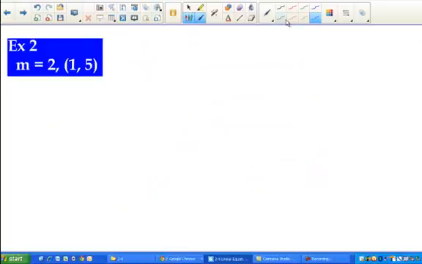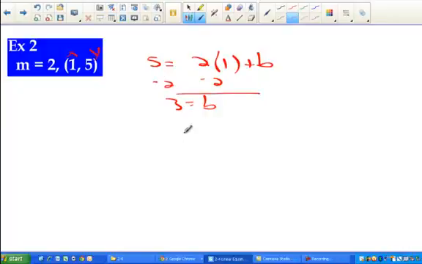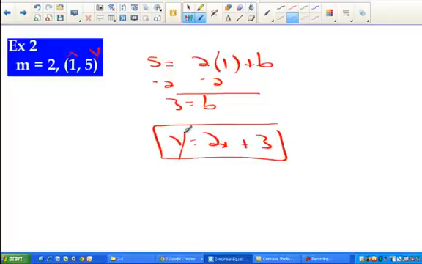Alright, same idea. 5 equals 2 times 1 plus b. Trying to plug things in right away. M, x, y. Solve, because you've already done this before. 2 times 1 is 2, minus 2. 3 is b, minus 2, minus 2. Y equals 2x plus 3. Done. Super fantastic.